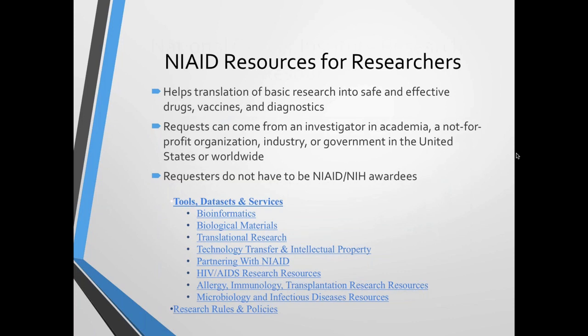Again, some of those resources include things that will help with translation of basic research. You can request this by way of a form that you submit. The tools that are available would be things in the area of bioinformatics, biological materials. You can request those, translational research. We also do tech transfer, so certain technology can be transferred. Partnering with NIH, you can bring that up, or any other IC institute at NIH, and other resources which are listed there, as well as the research rules and policies related to getting these resources and being able to use them.